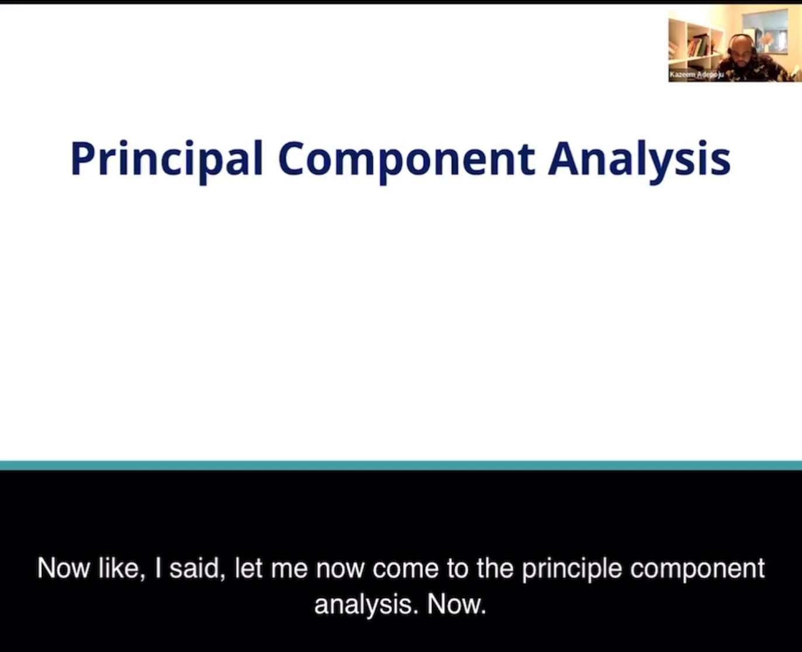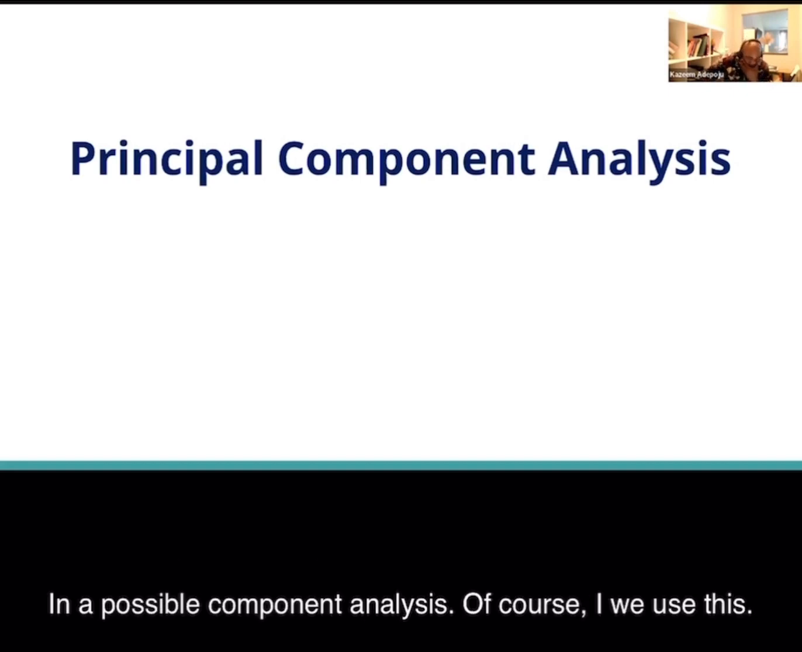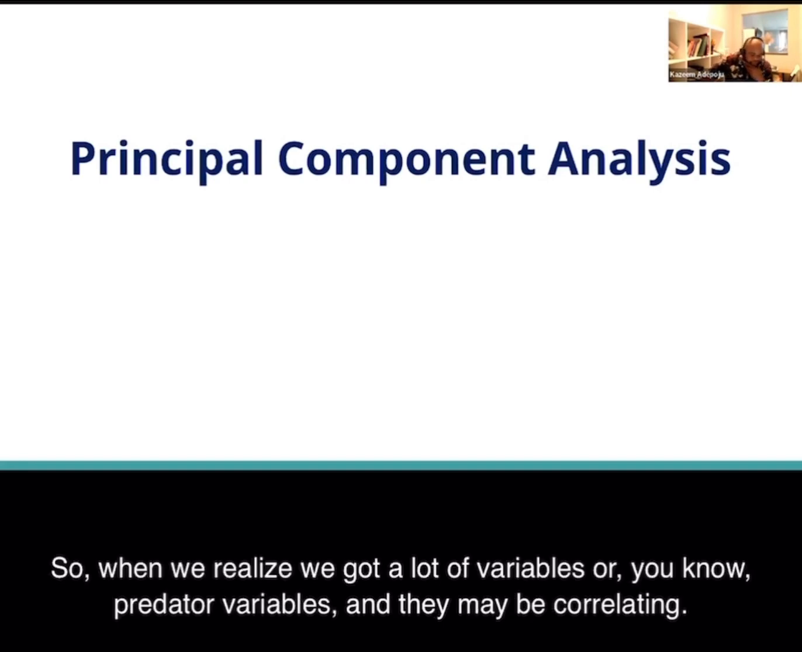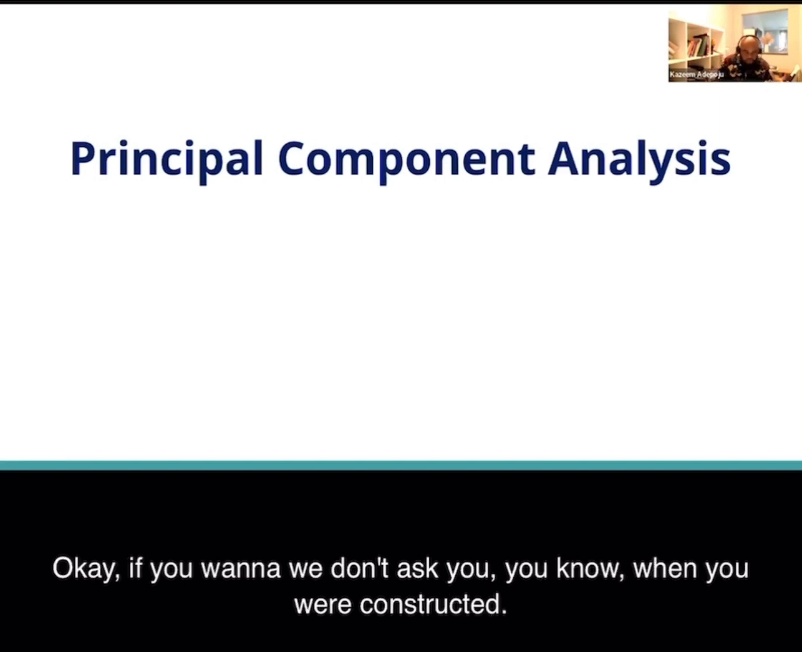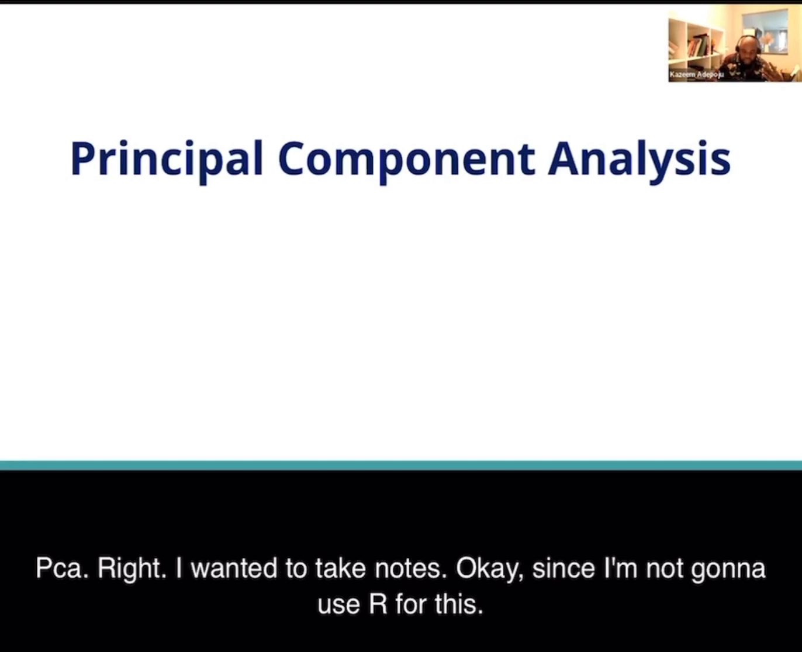Now let me come to principal component analysis. We use this when we realize we have a lot of predictor variables, and they may be correlated. The idea is to convert them into uncorrelated ones, and not only that, we're looking for a way to reduce the dimensionality. When we construct a PCA, I want you to take notes.